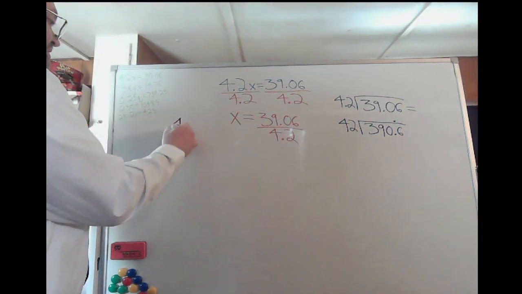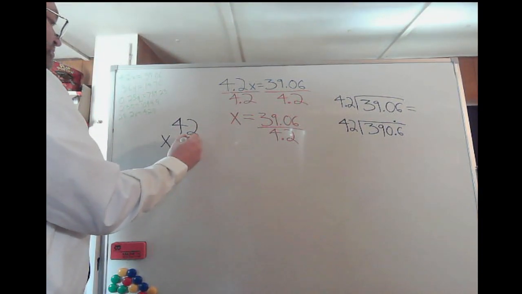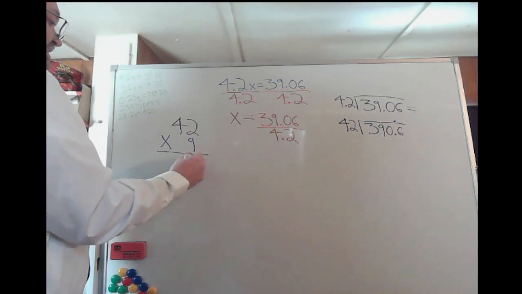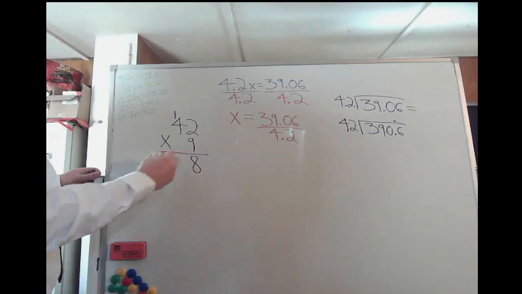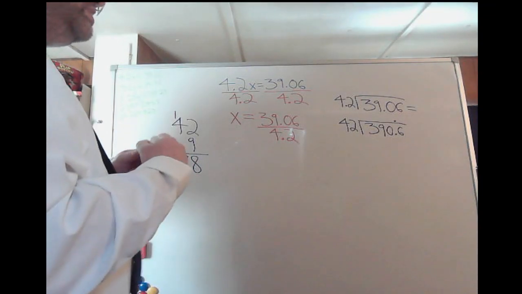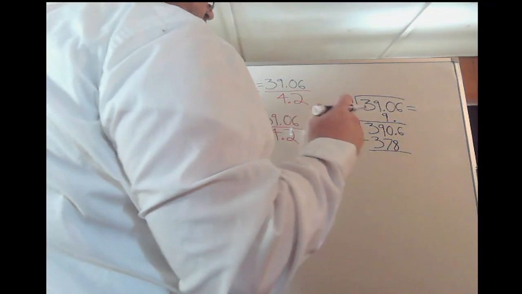I'll work out that multiplication to figure out exactly what is 42 times 9. So 2 times 9 is 18. Keep the 8, carry the 1. 9 times 4 is 36 plus 1 is 37. Alright. So 42 does go into 390, in fact, 9 times. 9 times 42 we just worked out to be 378. So 390 minus 378, that's going to be 12. You bring down that 6 from the dividend.